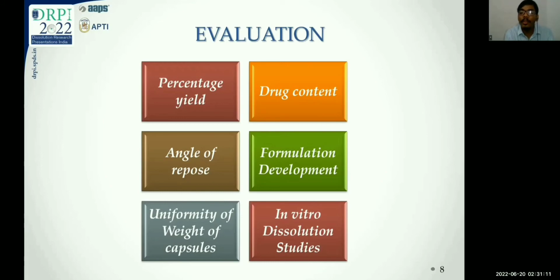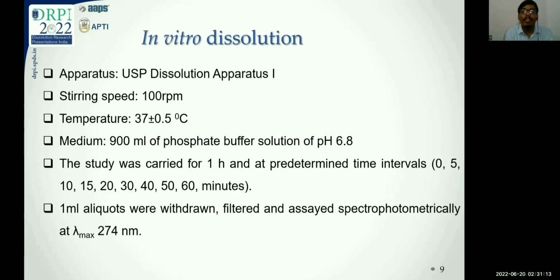And finally, in vitro dissolution studies. The in vitro dissolution studies were performed using USP type 1 apparatus, that is basket type. And the stirring speed maintained is 100 rpm. Temperature maintained is 37 plus or minus 0.5 degrees Celsius. The medium we have used is 900 ml of phosphate buffer solution of pH 6.8.